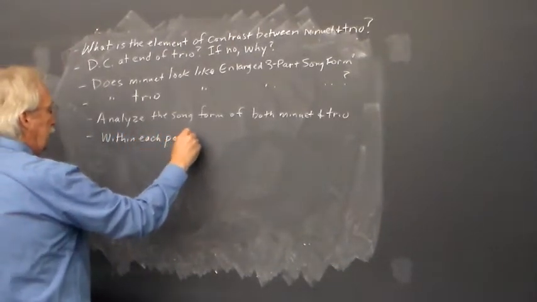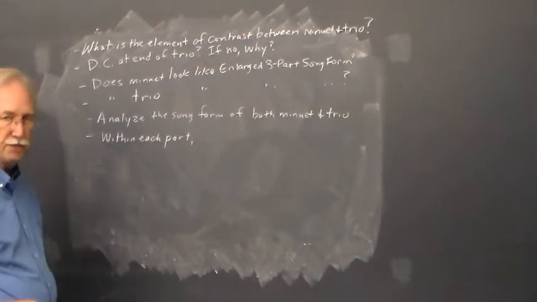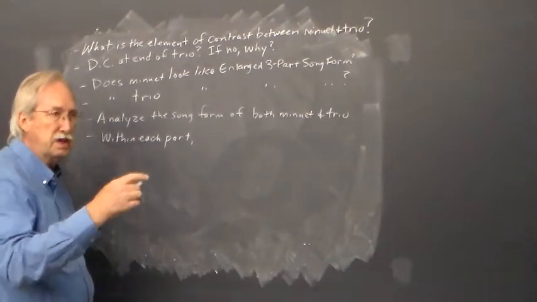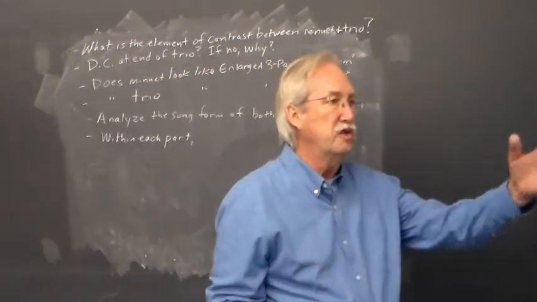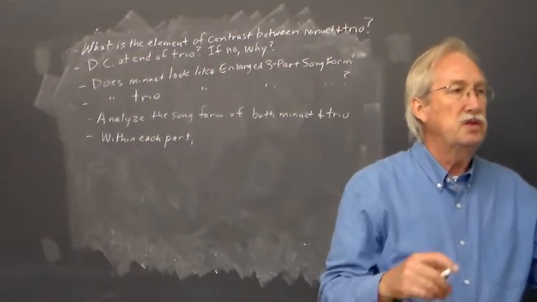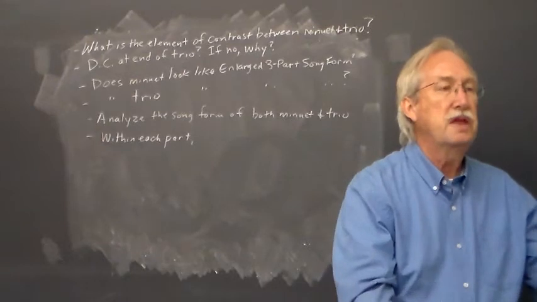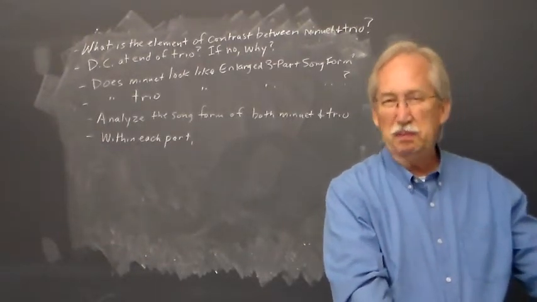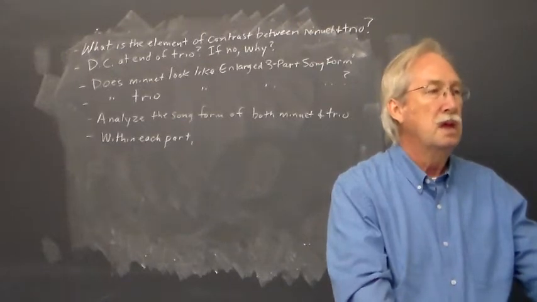And then within each part, describe the phrase construction. Is it a parallel period? So we see at the beginning of this movement that you have a four-measure phrase that has a shifted half cadence on the second beat of measure 4.